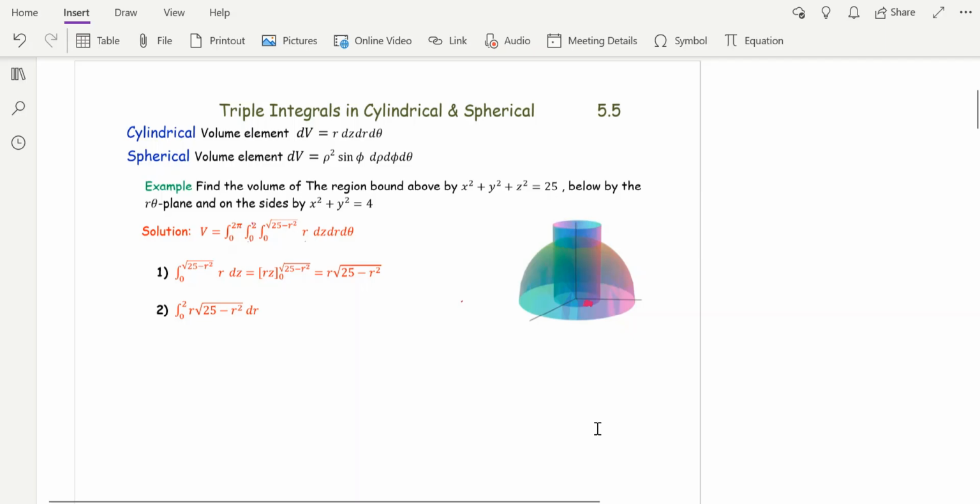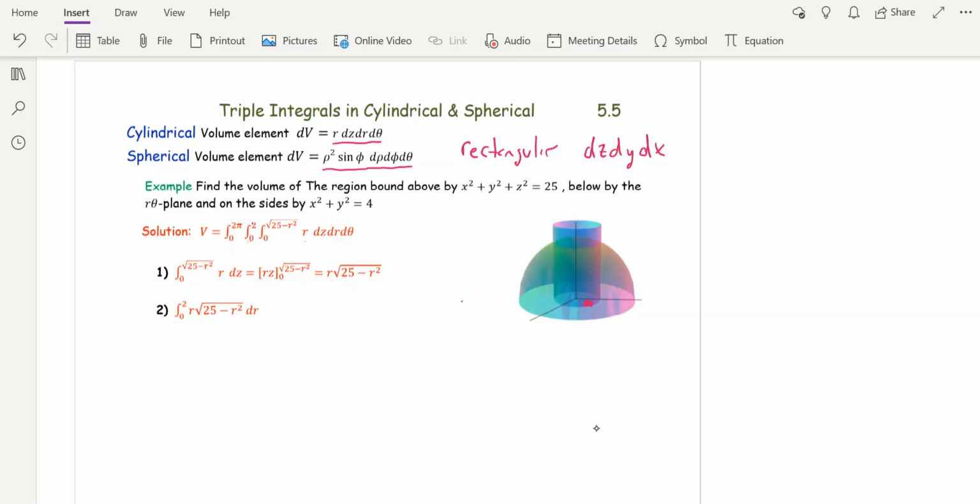Section 5.5, we're going to start integrating in cylindrical and spherical coordinates. When you integrate in cylindrical, any function, you're going to use the volume element r dz dr d theta. If you just want to find the volume of a solid, instead of integrating 1, you integrate r dz dr d theta. And in spherical, you integrate rho squared sine phi d rho d phi d theta. If you want to find the volume in rectangular, you're just going to use the volume element dz dy dx.